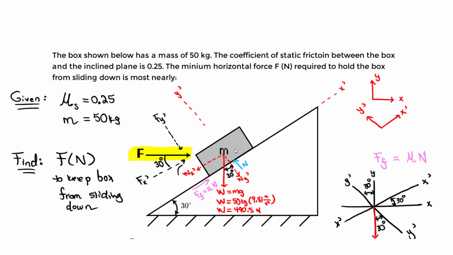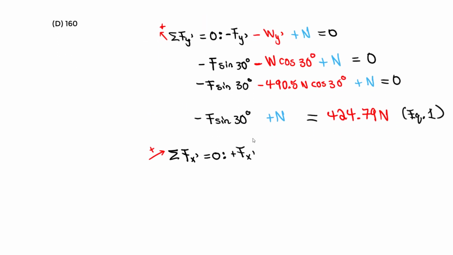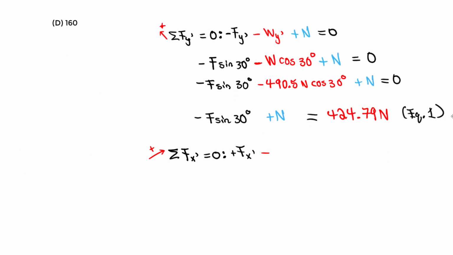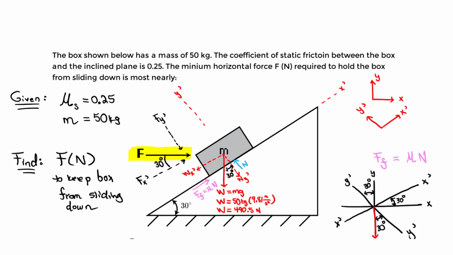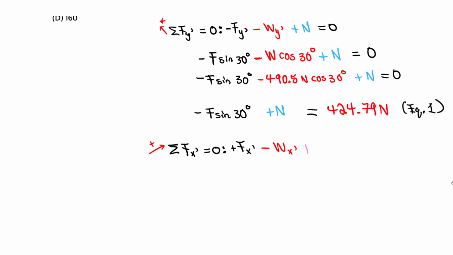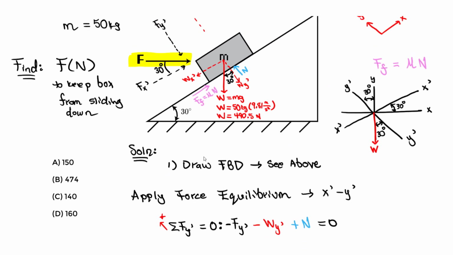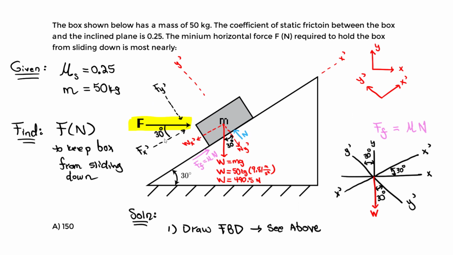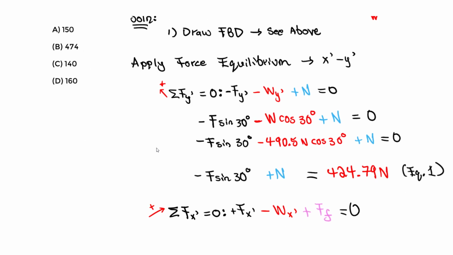Then what we have is negative Wx prime. What else do we have? We have this force of friction, right? So we have the force of friction, and it's positive, right? Plus the force of friction. And all of this should equal 0. So let's break this down further. This Fx prime, is it going to be cosine or sine? It's going to be cosine, right? It's touching the 30 degrees. So it's going to be the force, this force magnitude cosine of 30 degrees.